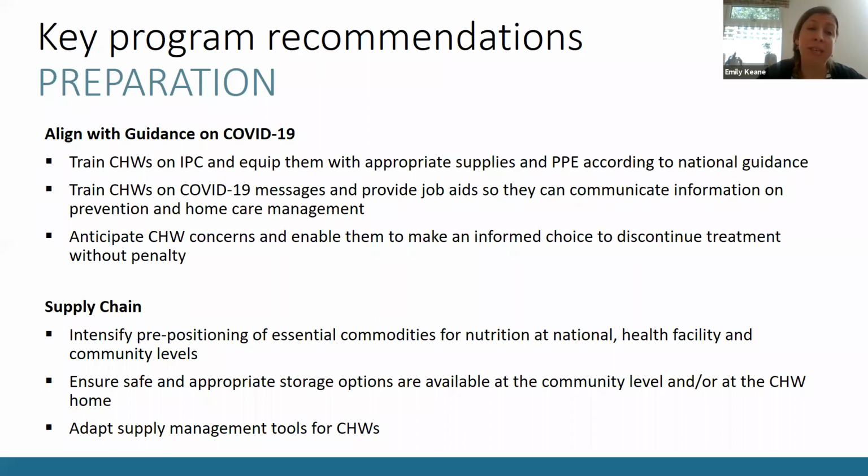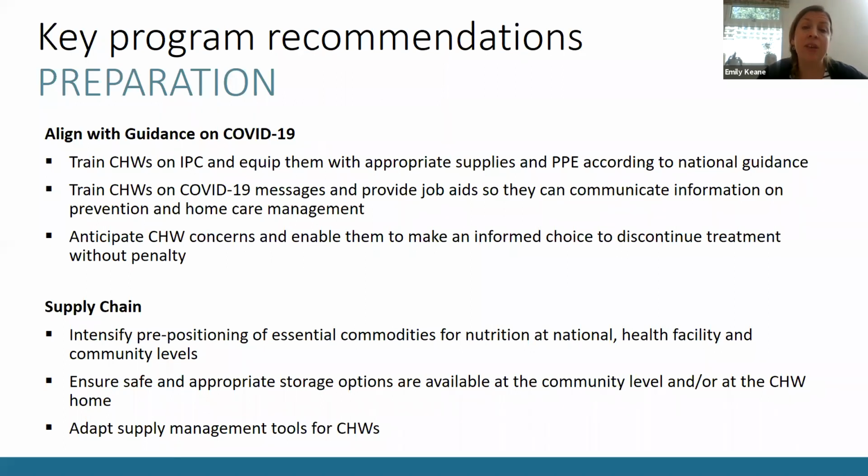So there are a number of considerations that we can think about in advance about how we can support the supply chain to try and ensure we don't have any stockouts of critical supplies, particularly RUTF, but also the routine medications and the MUAC tapes. Some things that could be considered here may be around pre-positioning supplies and thinking about what would be needed at different levels, whether that's national, health facility or community level, and even considering what needs to be there at the community health worker's own home in some cases.